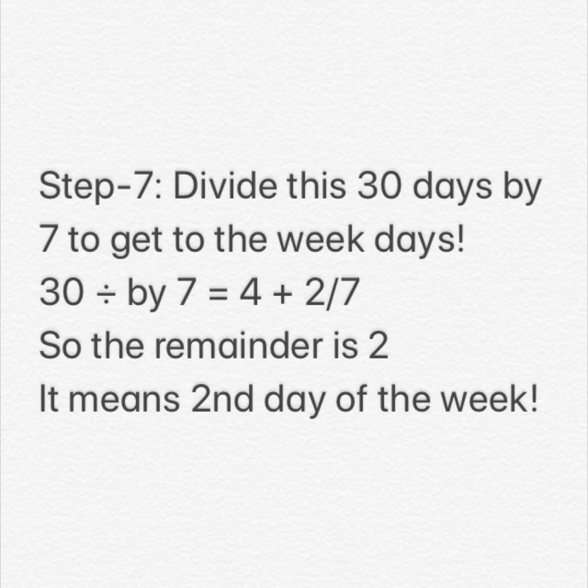Now in the last step, the seventh step, we divide this 30 days, 30 extra days that we have obtained, by 7 to get to the weekdays. So 30 divided by 7 gives us 4 as a quotient. 7 fours are 28, na? So 4 as a quotient and 2 still remain in that 30 to be divided by 7. So 2 is the remainder. So we obtain the remainder as 2. It means second day of the week.